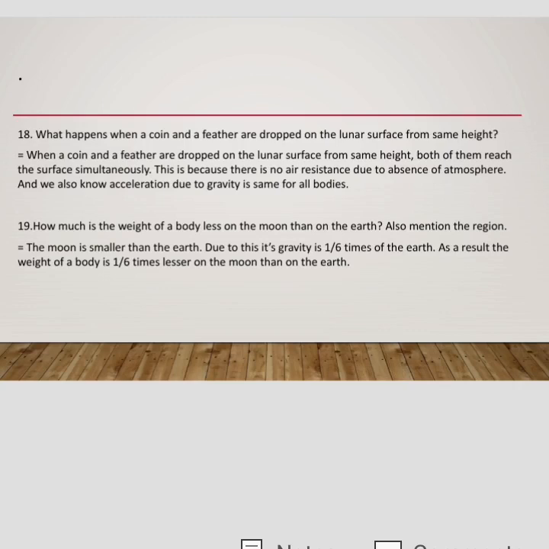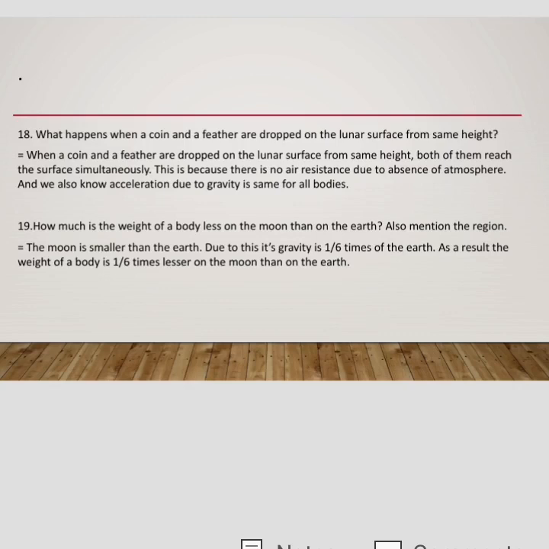Now question number 19. How much is the weight of a body less on the moon than on the earth? Also mention the reason. Here at first I would like to ask a question: how much is the mass of a body less on the moon than on the earth? Can you guess? I hope all of you can guess. Here we should not be confused: the mass of a body is constant in every part of the world or the universe. Mass of a body is the same. It means a body of mass 50 kg will be the same on the earth and on the moon.